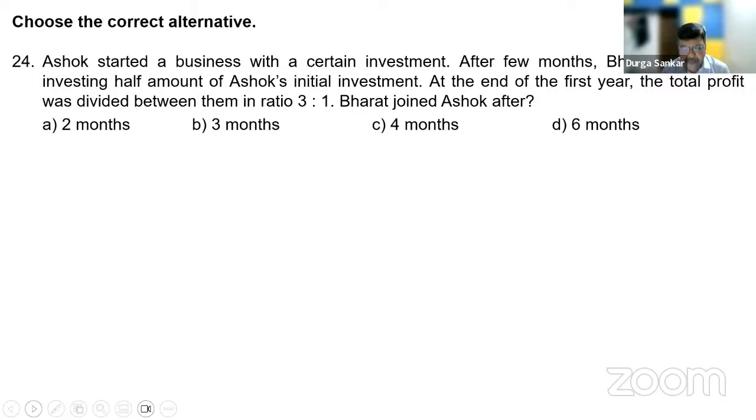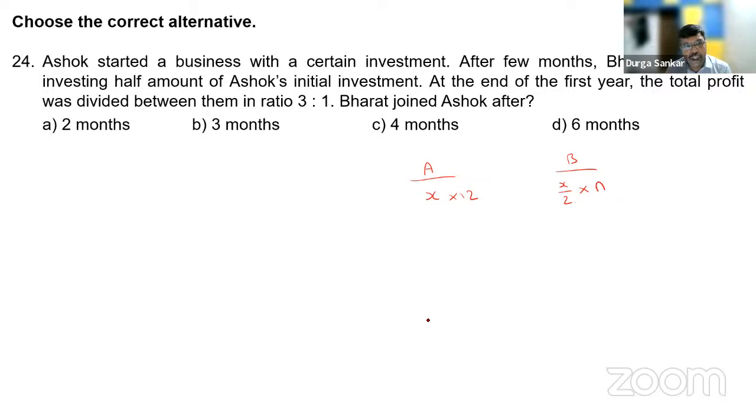Ashok started a business with a certain investment. Seems to be a problem of partnership. Usually partnership questions are simple. After a few months, Bharat joined him, investing half the amount of Ashok's initial investment. Let me assume Ashok's initial investment is X rupees. Bharat's investment is X by 2. Ashok invested for 12 months. Let me assume that Bharat invested for N months.